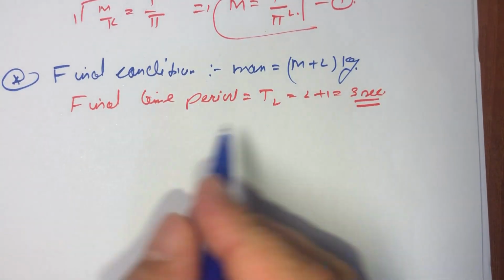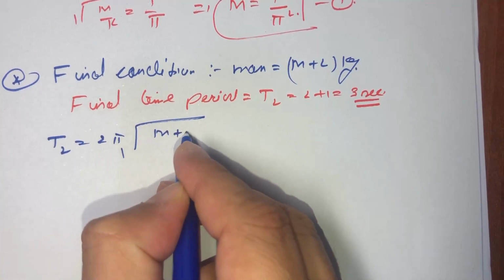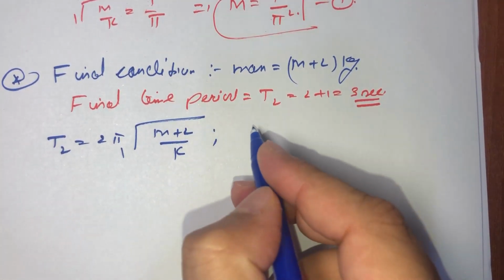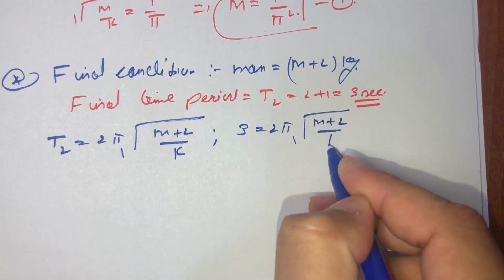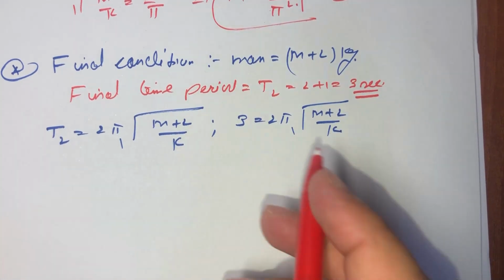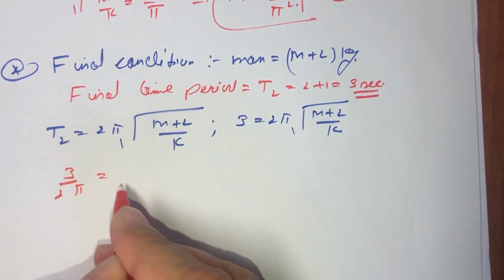Therefore we can say that t2 will be equal to 2 pi square root of M plus 2 divided by k. T2 is now 3, so this becomes 3 equals 2 pi square root of M plus 2 divided by k. From here we can say that M plus 2 is equal to 9 by 4 pi square multiplied by k. This is our equation number 2.